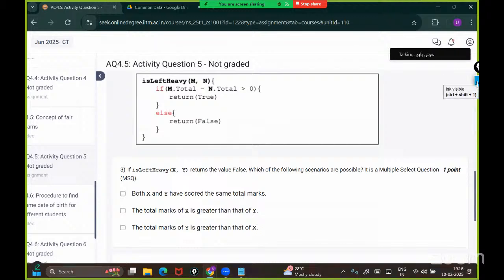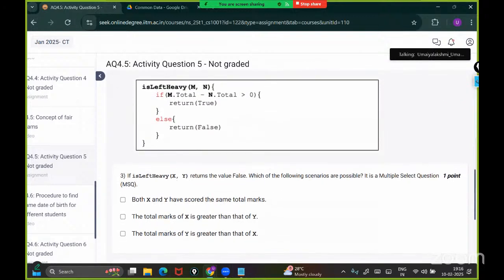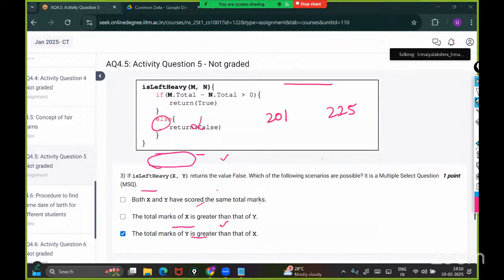Because when M is less than or equal to N total, then the value is 0, which means false. Let's say X and Y. So Y total is greater than that of X. Which means here you have to mention as X and Y.